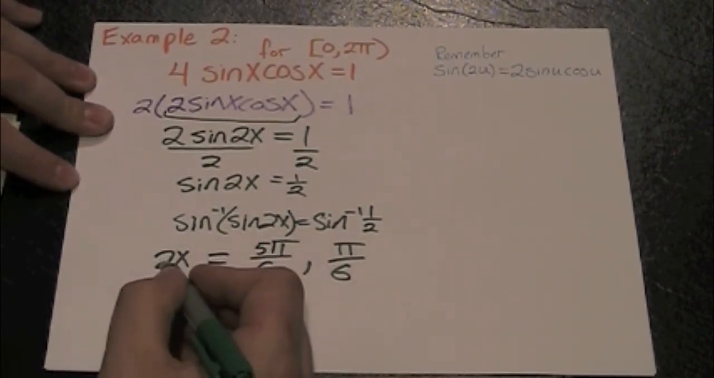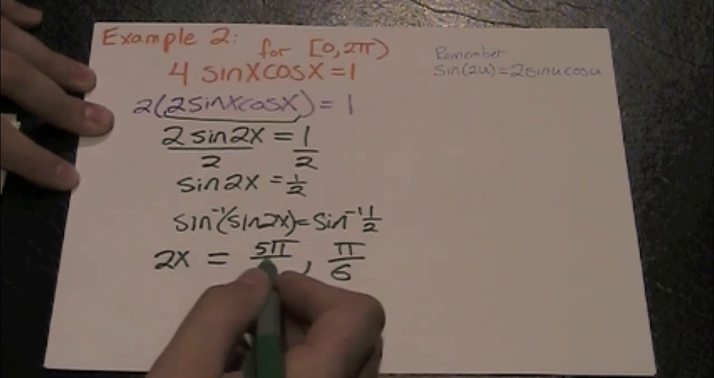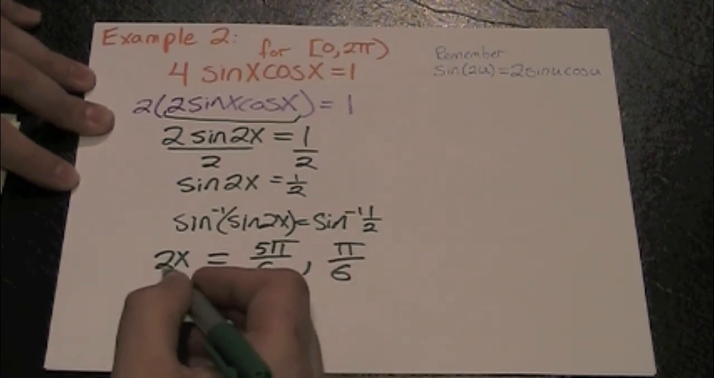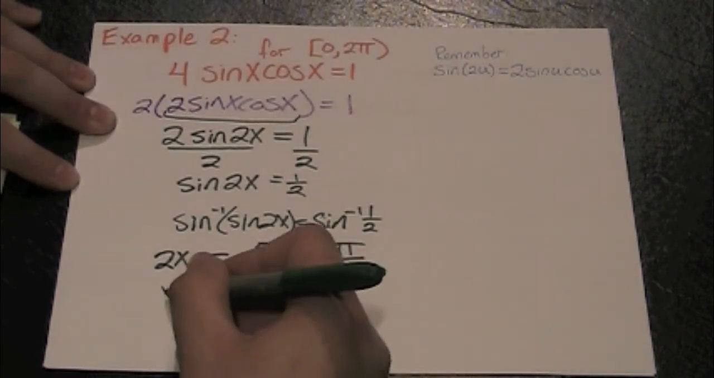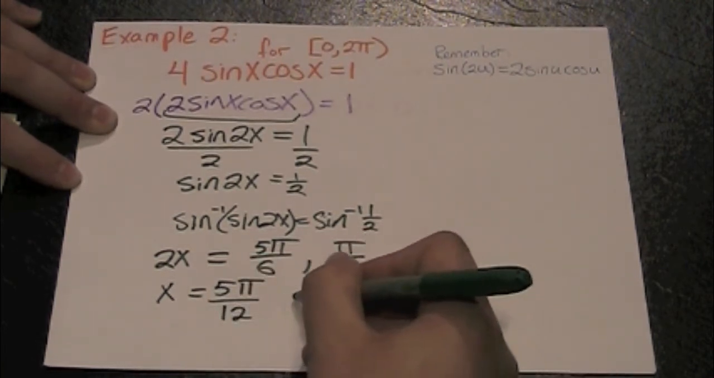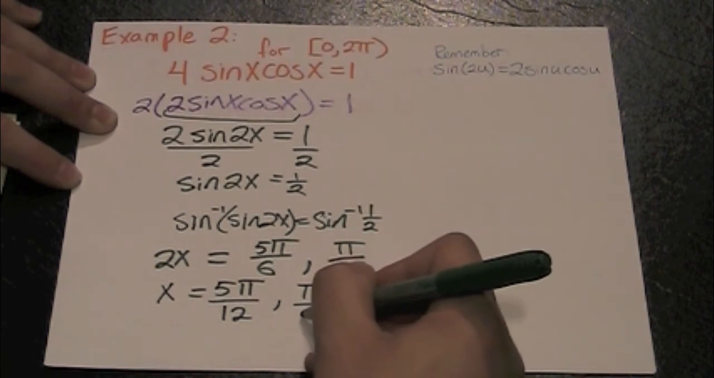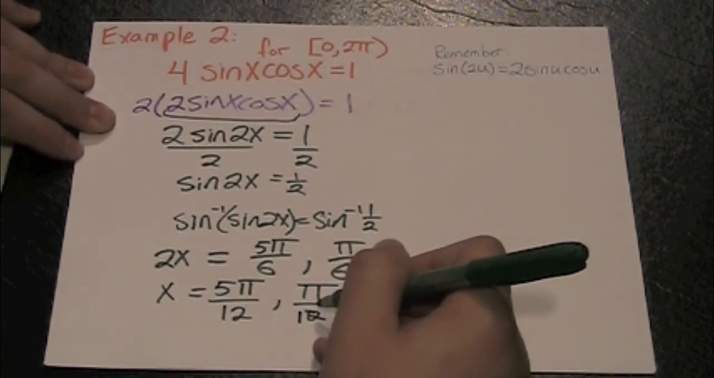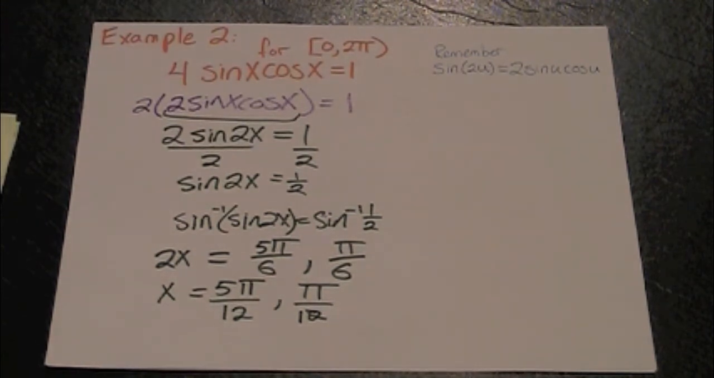What I need to do is establish what my x is based on these being the 2x. I can divide both of those by 2, get 5 pi over 12, and pi over 12 for my first two solutions. There are also going to be some solutions at the higher end that are going to multiply to 5 pi over 6 and pi over 6, but let's let those be for now.